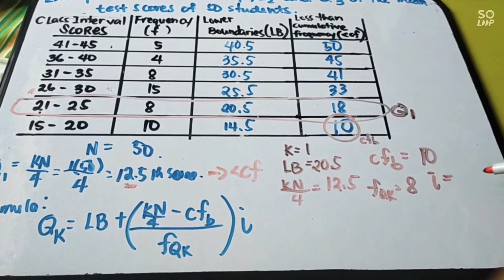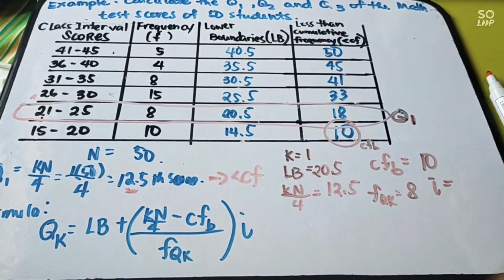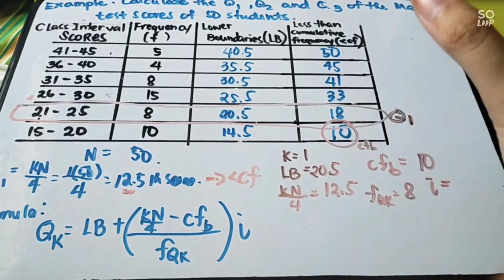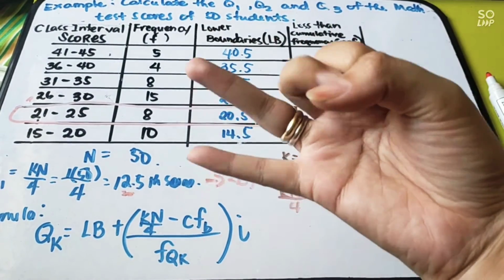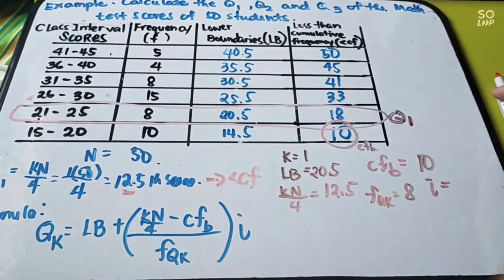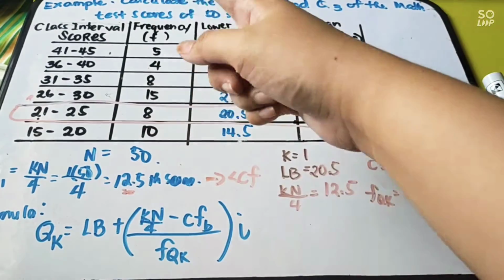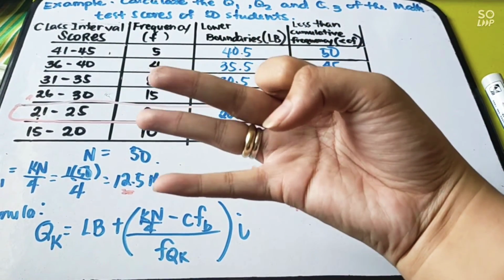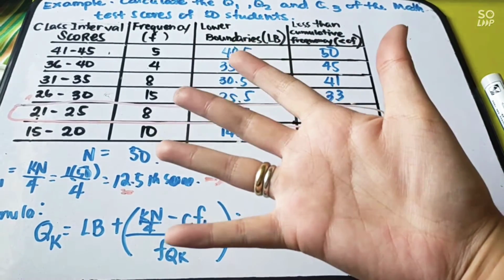Si class interval, bibilangin mo from 21 to 25. Ilan ba yung kanyang interval? Start ka kay 21: 21, 22, 23, 24, 25. So, we have 5. Okay? So, yung class interval ng mga scores mo ay 5. Tinan mo, 15, 16, 17, 18, 19. 21, 22, 23, 24, 25.